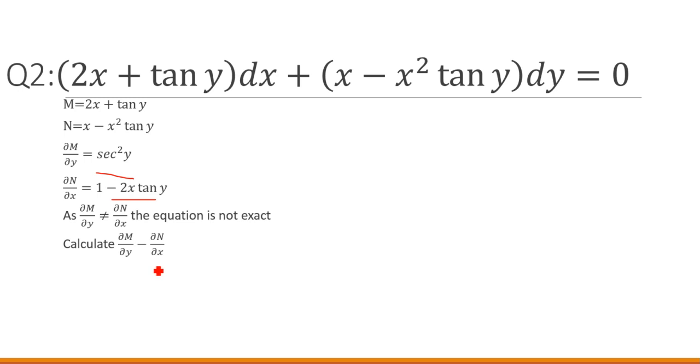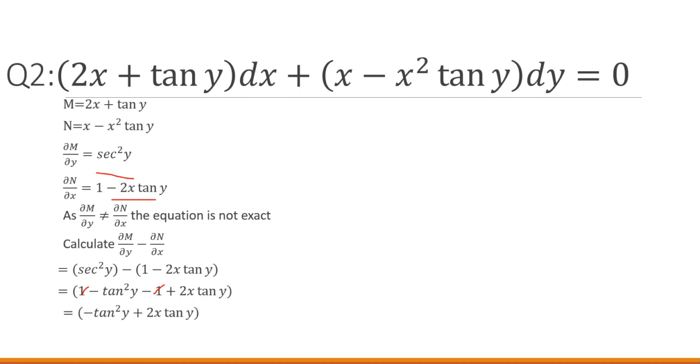Now we first calculate del m by del y minus del n by del x. So just subtracting secant square y minus of 1 minus 2x tan y. Now we open up secant square y here, which is 1 plus tan square y, minus 1, and minus it comes out to be plus 2x tan y. So 1 gets cancelled, we are just left with 2x tan y plus tan square y. So we take tan y common from here, and the equation comes out to be tan y times (tan y plus 2x). This is our del m by del y minus del n by del x.